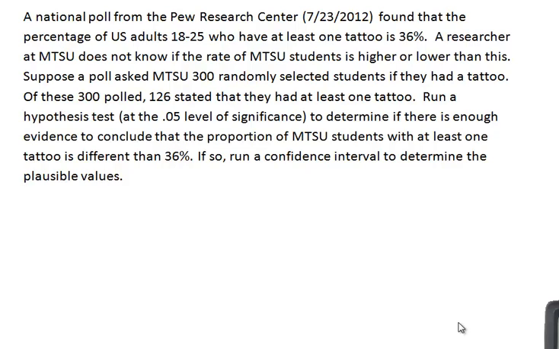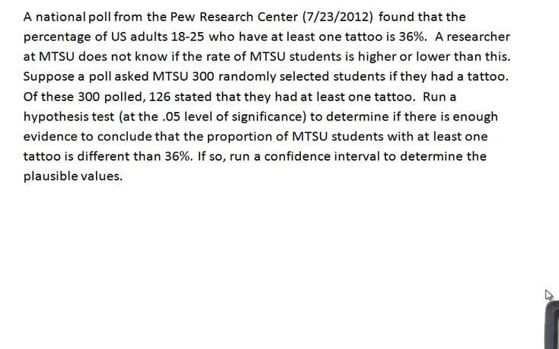A national poll from the Pew Research Center, data from 7/23/2012, found that the percent of U.S. adults 18 to 25 who have at least one tattoo is 36%. A researcher at MTSU doesn't know if the rate of MTSU students is higher or lower than this. Suppose they ask 300 randomly selected MTSU students if they had a tattoo, and of these 300 polled, 126 stated they had at least one tattoo. Run the appropriate test at the 0.05 level of significance to determine if there's enough evidence to conclude that the proportion of MTSU students with at least one tattoo is different than the 36%. And if it is, let's run a confidence interval to determine plausible values.